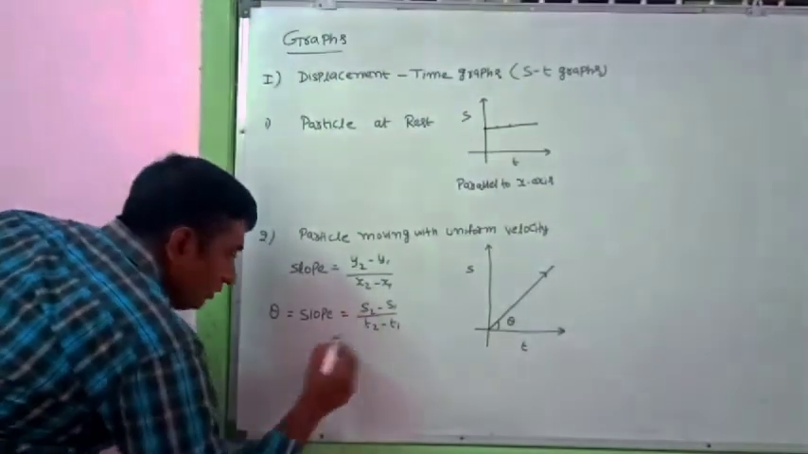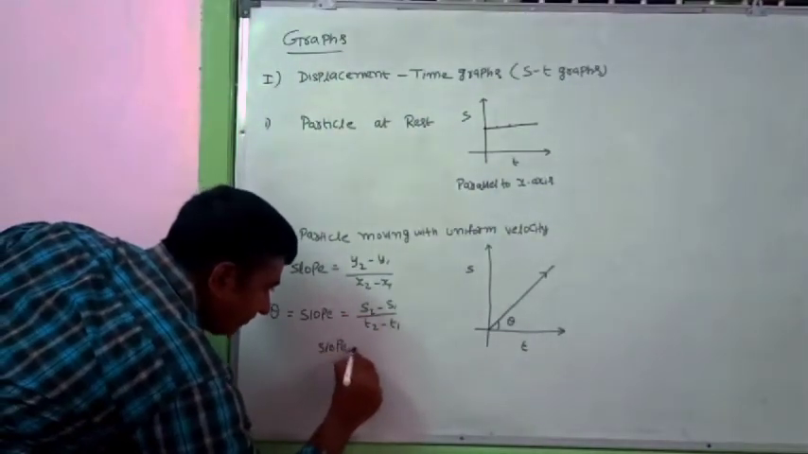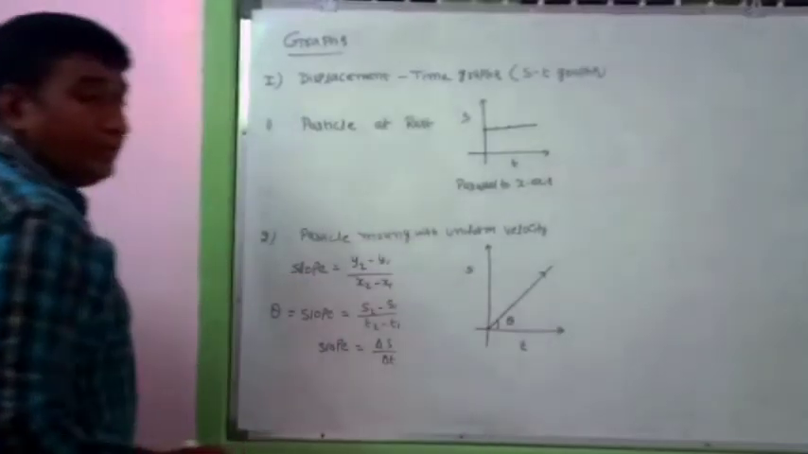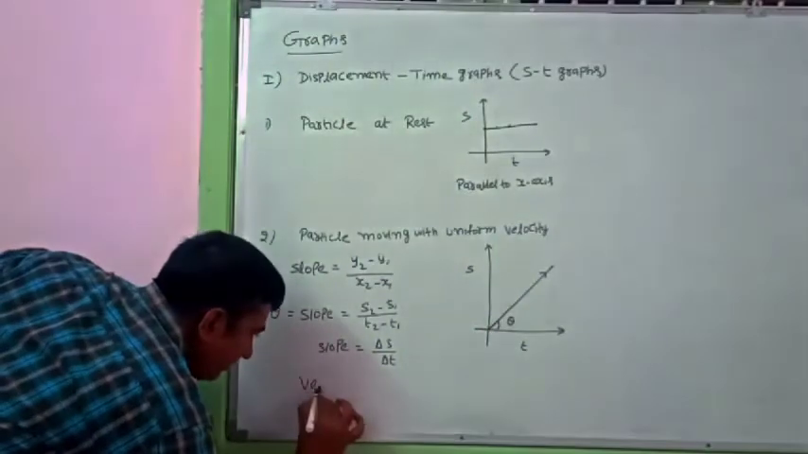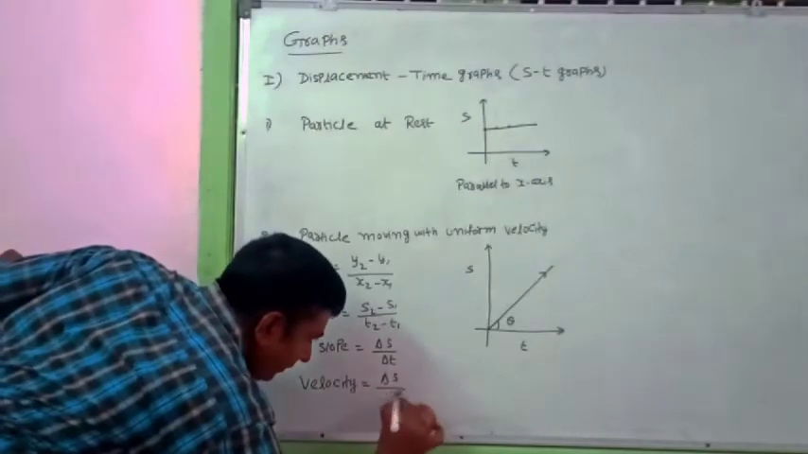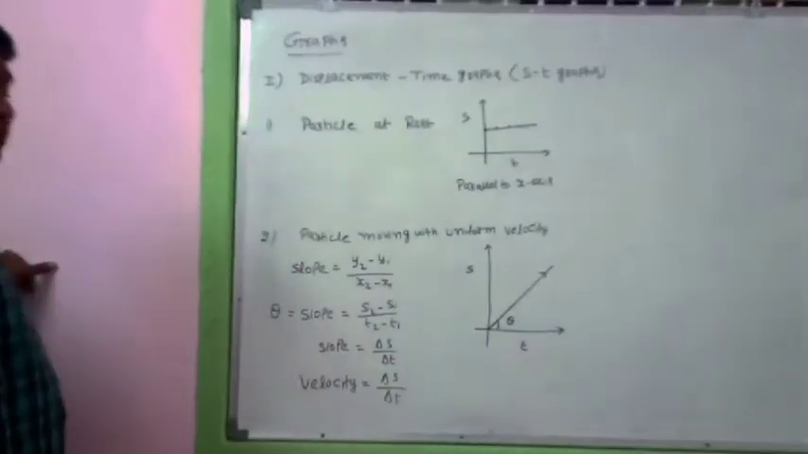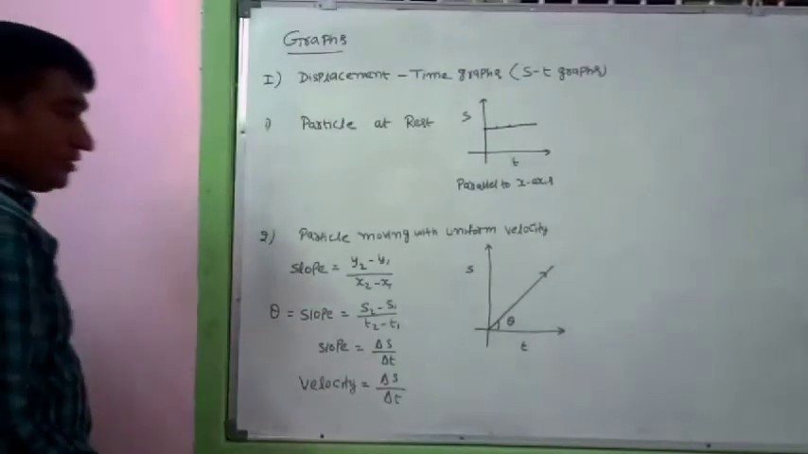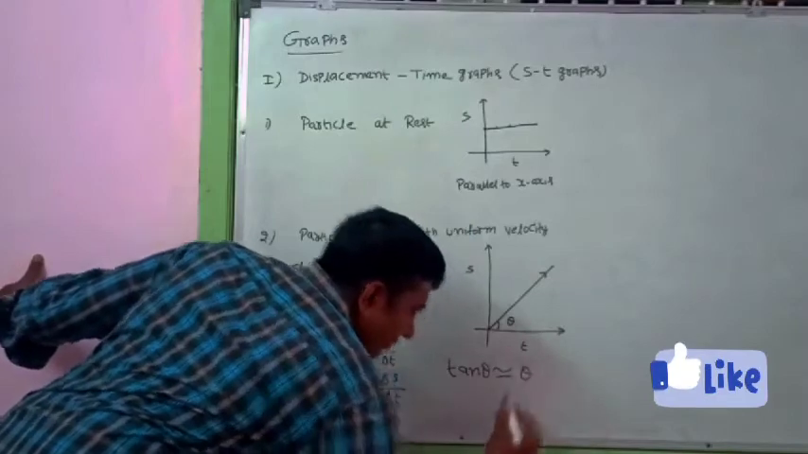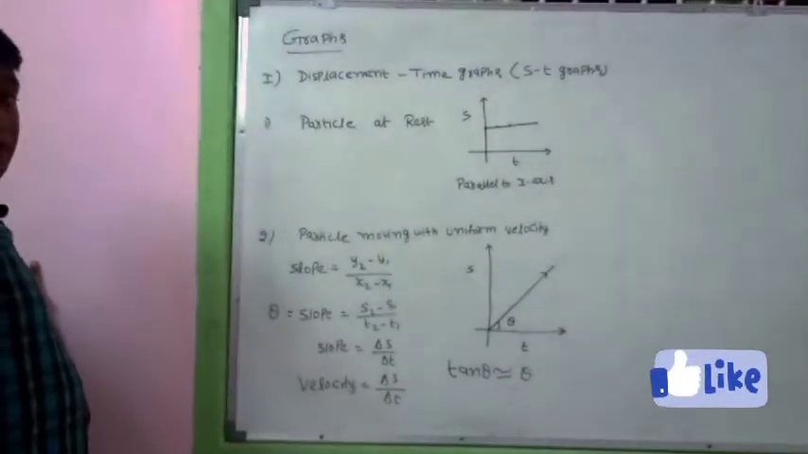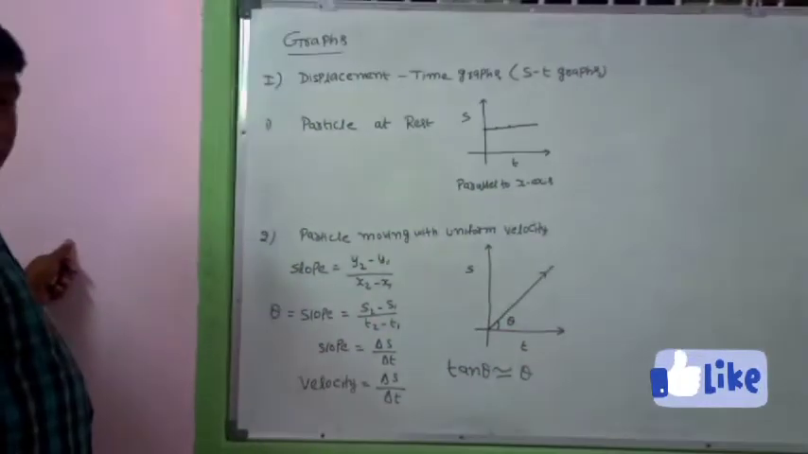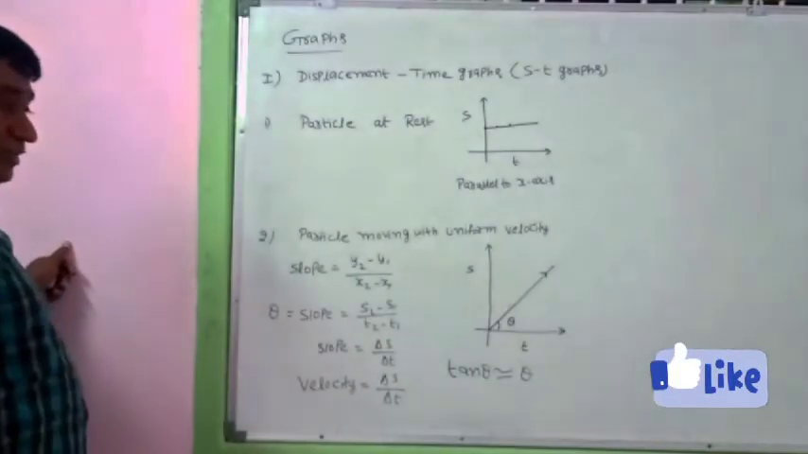So what we know? Slope is equal to delta s by delta t, displacement by time, which is nothing but velocity. So velocity is equal to delta s by delta t. Here tan theta is nearly equal to theta, opposite side by adjacent side, which we can get with the help of this.